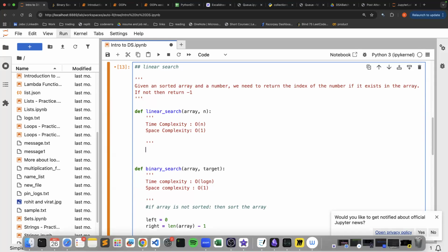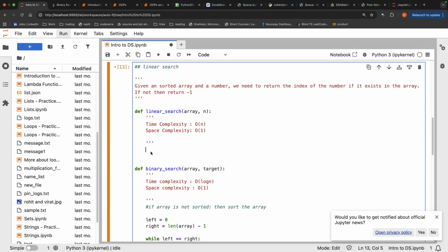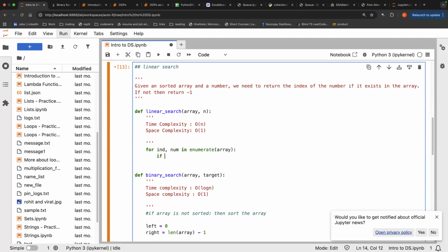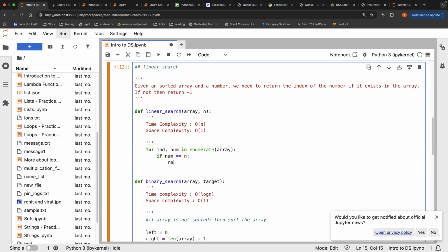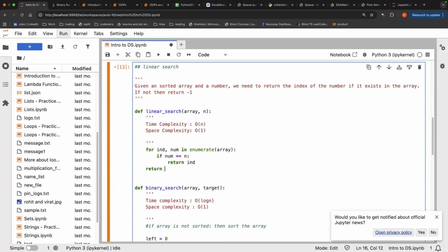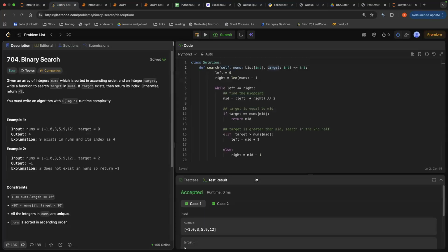We can simply say that for index, num in enumerate(array), if num is equal to n, then return index, else return -1. Okay, so this is also logic, but this is O of n, but we can try it out in binary search. Later we can see whether it works or not.